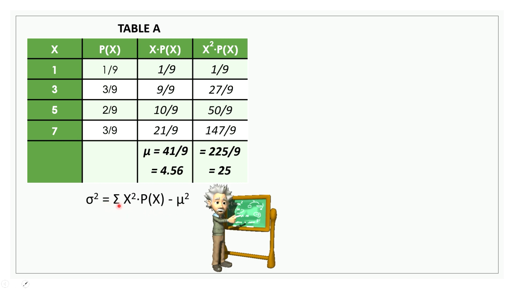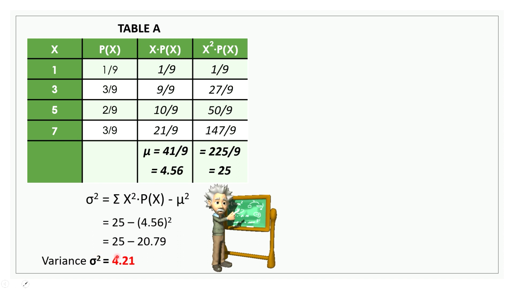So yung value ng ating summation of x squared multiplied by p of x is 25. And then yung ating mean ay 4.56. So, yung 4.56 squared is equal to 20.79. So, 25 minus 20.79 is equal to 4.21. So, it means yung table A natin, meron siyang variance na 4.21. So, yung mean natin is 4.56.